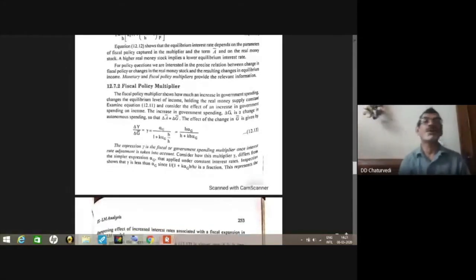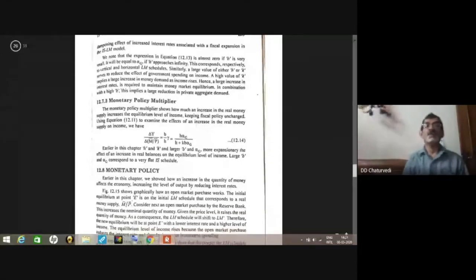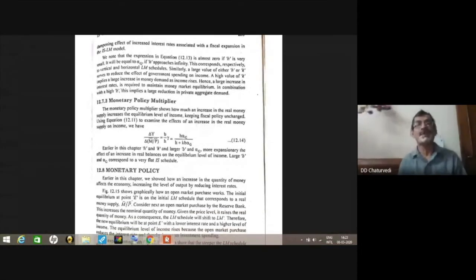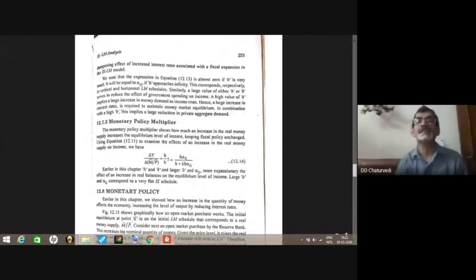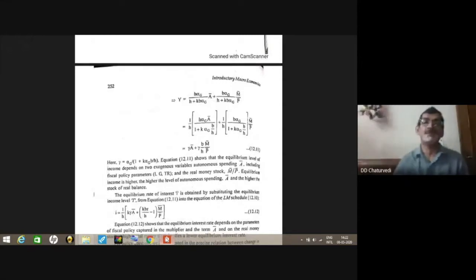Now we come to the monetary policy multiplier. In the case of the monetary policy multiplier, we change the real money supply. In order to derive the formula for the monetary policy multiplier, we will assume that fiscal policy does not change, it remains constant, and there is change only in real money supply. So we shall be differentiating the same equation, that is equation number 12.11, with respect to M bar divided by P bar, and then we shall be getting the value of the monetary policy multiplier, and it will be equal to gamma into B upon H.